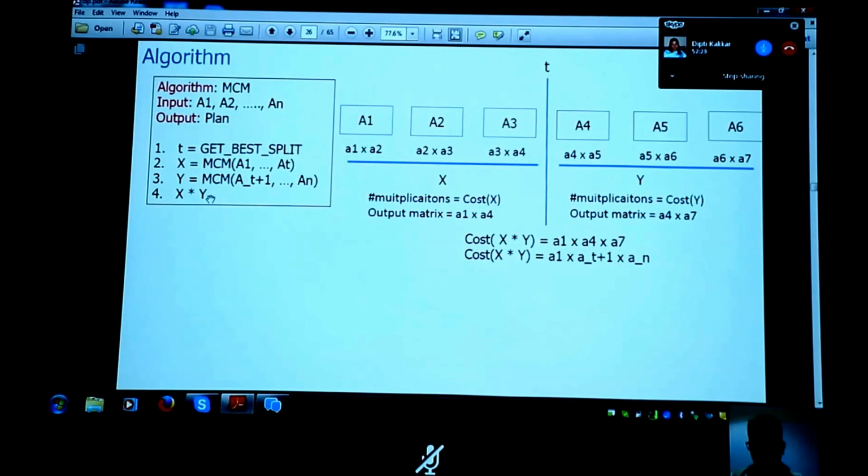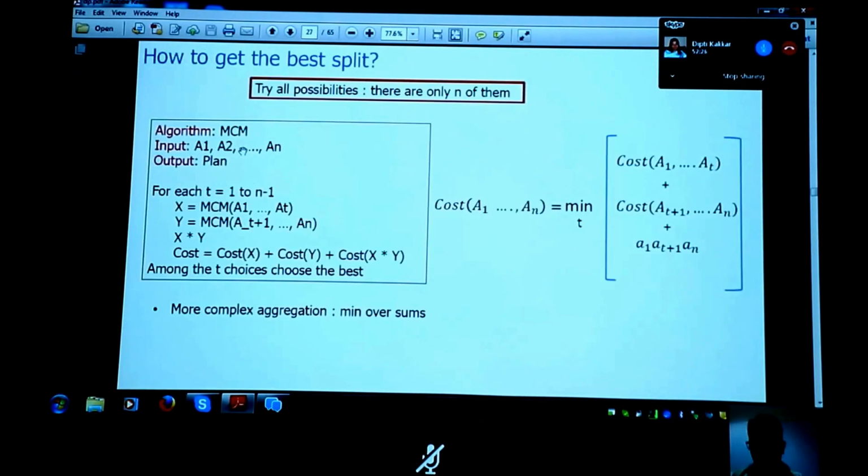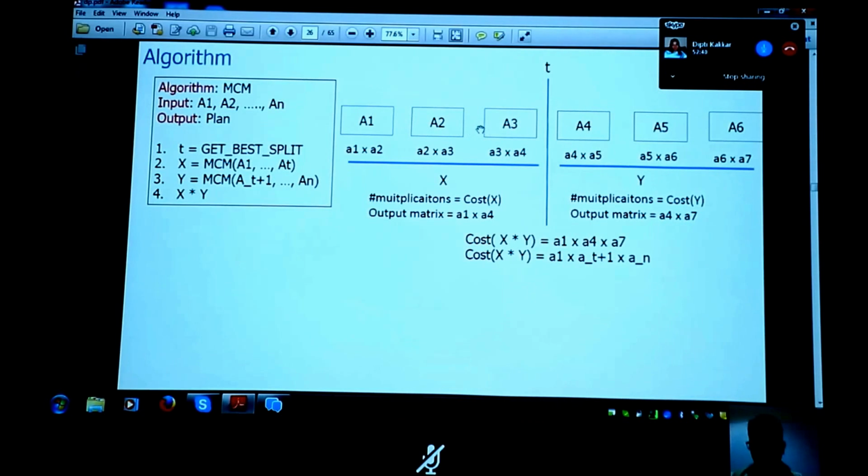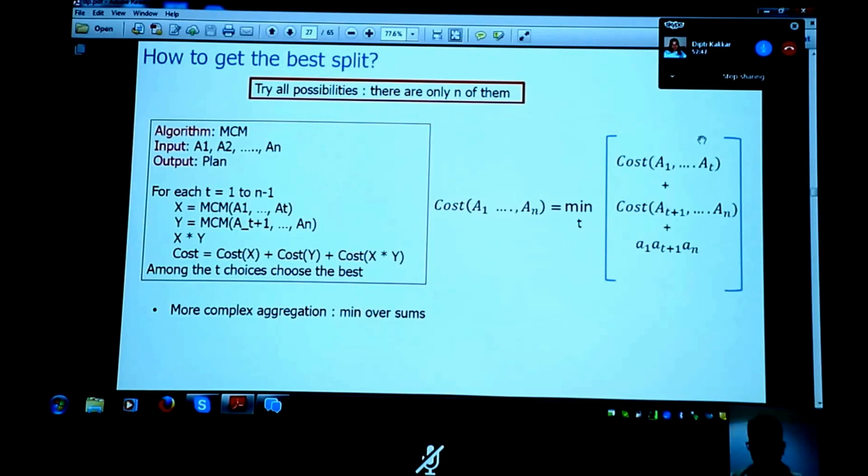Okay. So now the question is, this is all fine, but how do I get this best split? How do I find this? That's simple. We are going to try all possible splits. How many of them are there? I can split it here, here, here, here. There can be n minus 1 splits possible. There are not too many of those splits. So we'll say that I'm going to split it at 1, split it at 2, up to n minus 1.